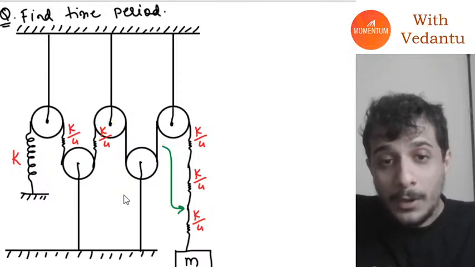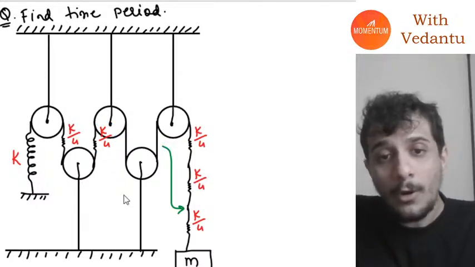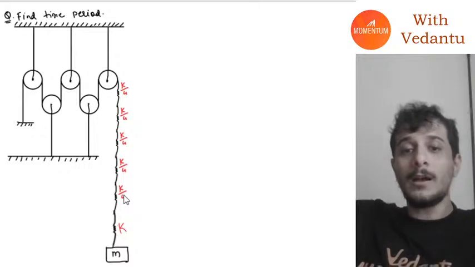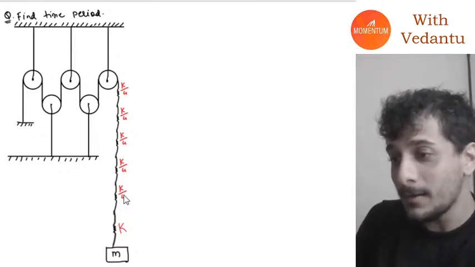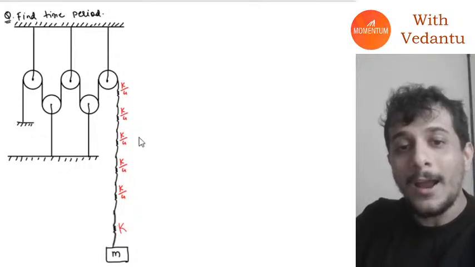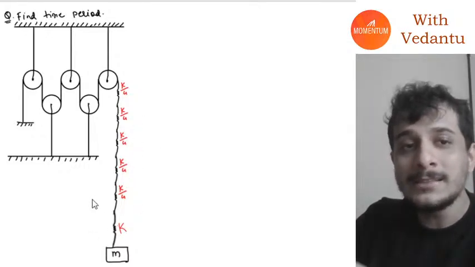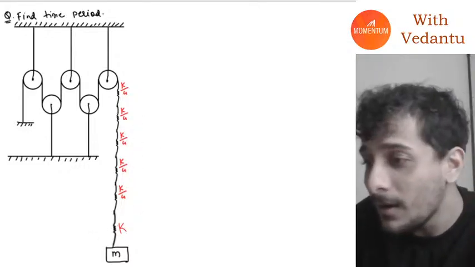Overall, what will happen after a lot of shifts? All the springs can be shifted and you will have just a simple diagram like this. And if you see, you can very easily calculate the time period here.